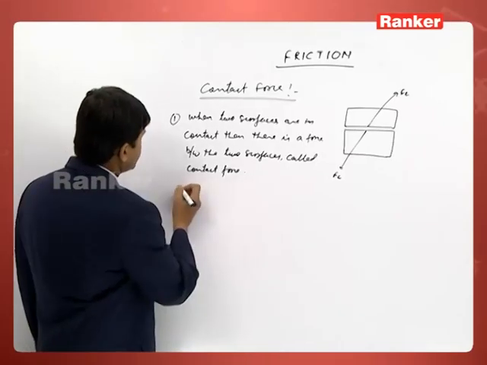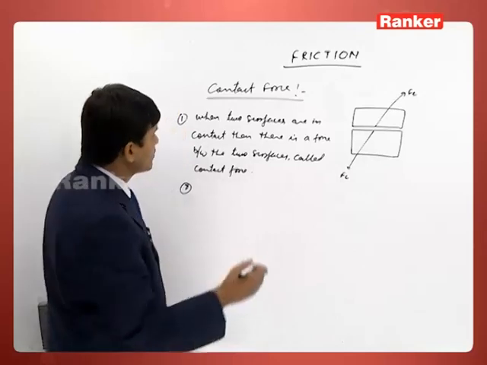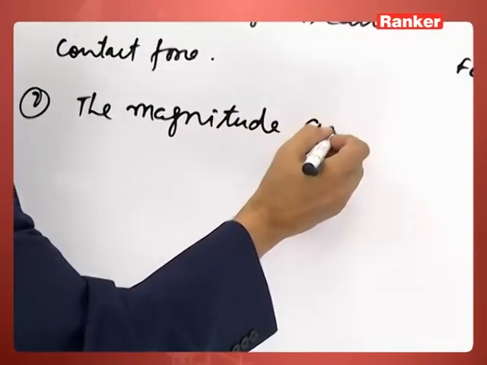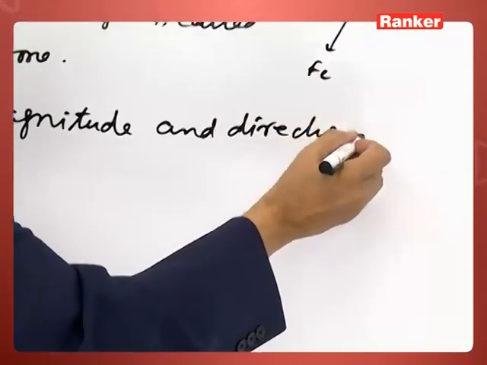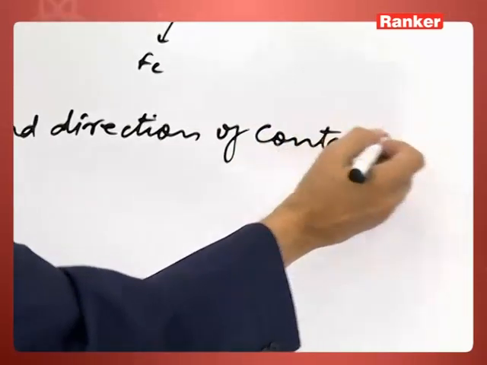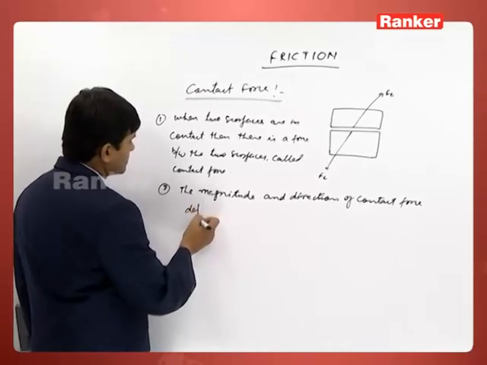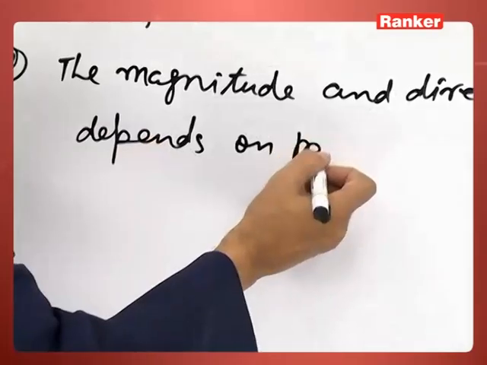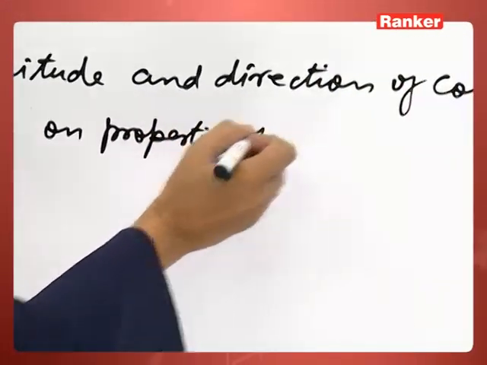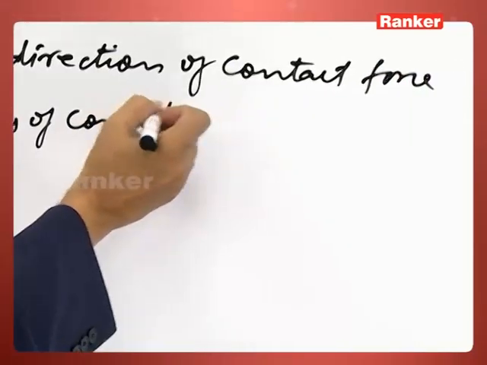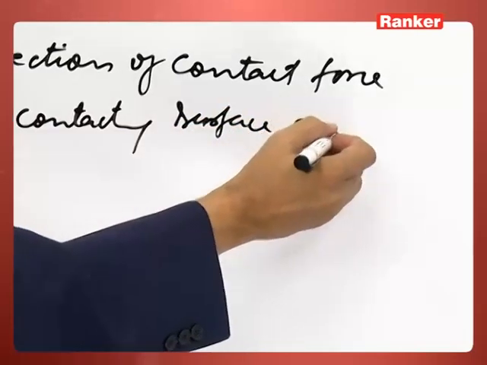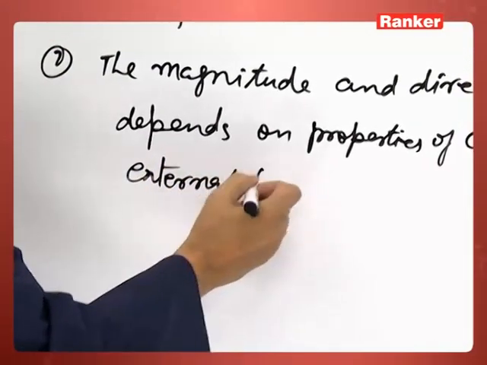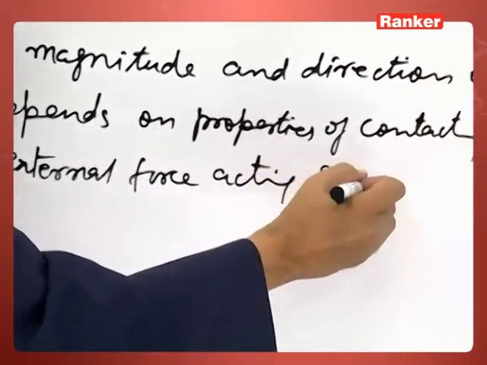And the second point here: the magnitude and direction of contact force depends on the properties of the contacting surface, and the external force acting on the bodies.